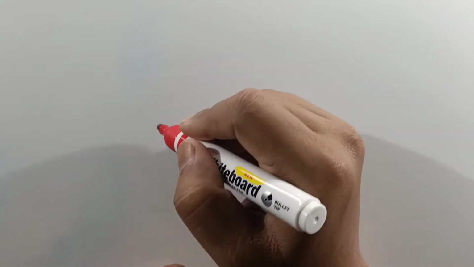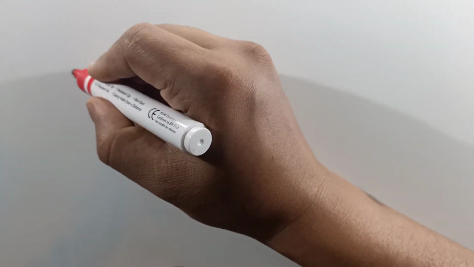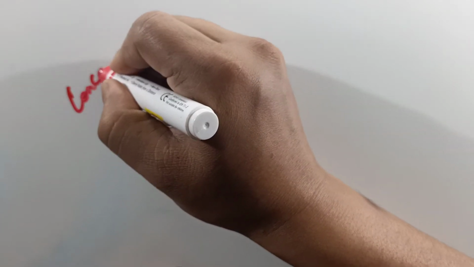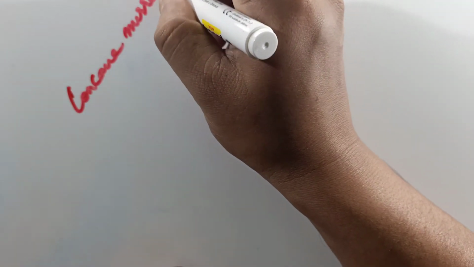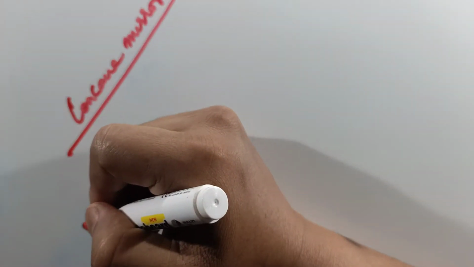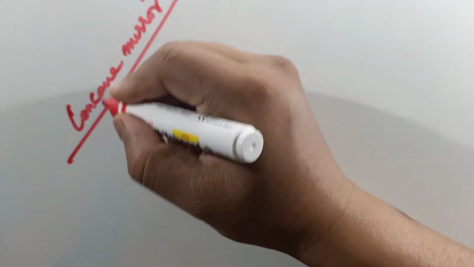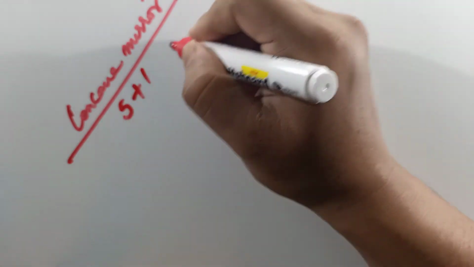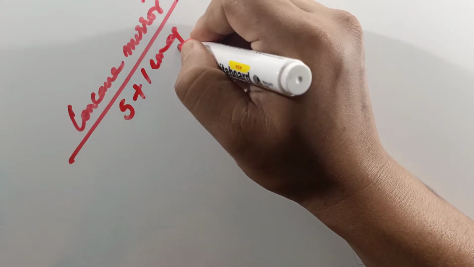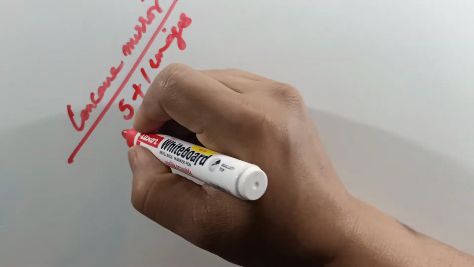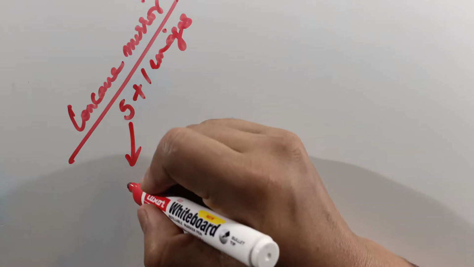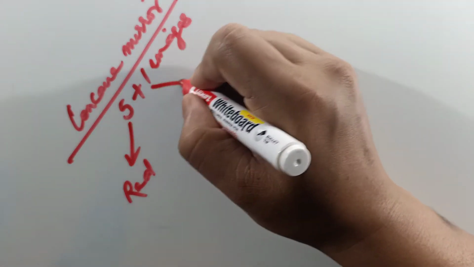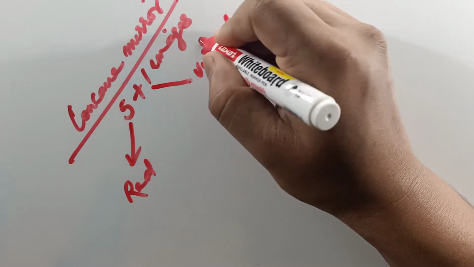But before we actually go into today's topic, I would just like to take you through what we had done in the previous video. We had done image formation by a concave mirror, right? And if you remember, it formed 5 plus 1 images. Now you may be wondering, what is this 5 plus 1 images? I told you there were 5 real images and 1 virtual image.